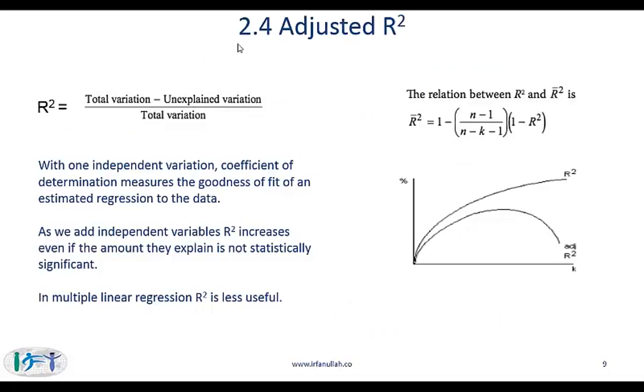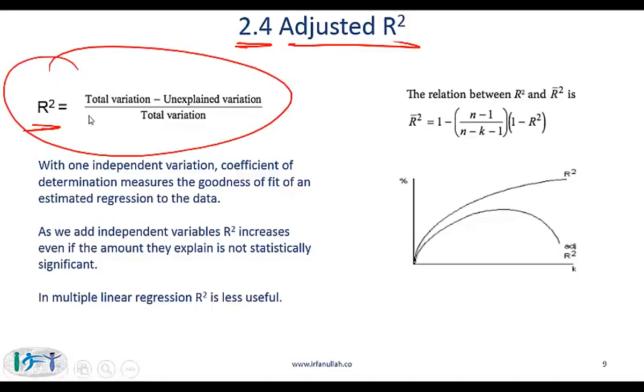Next discussion, section 2.4, the adjusted R squared. And again, I'll connect with the previous lecture and then take you forward. What is R squared? It is the total variation minus unexplained variation, which is the explained variation divided by total variation. This formula came from the previous reading. When we have one independent variable, the coefficient of determination measures the goodness of fit of an estimated regression on the data. What is this coefficient of determination? That's just another name for R squared.